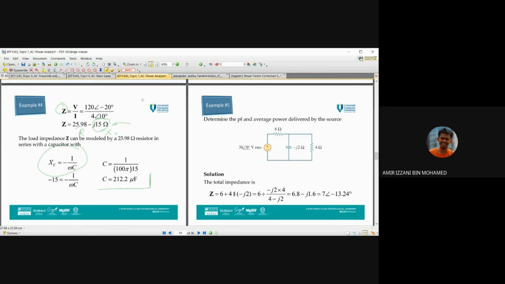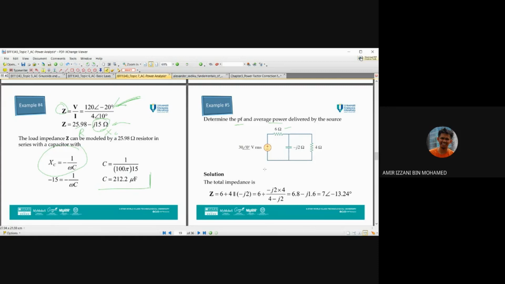The most important thing here is you need to familiarize yourself with this complex number phasor calculation, even by using a calculator. Next, let's take a look at example 5. Determine the power factor and average power delivered by the source. We have V RMS here, 30 volt RMS at 0 degrees, R here, and we have 4 ohm and minus j2 ohm.